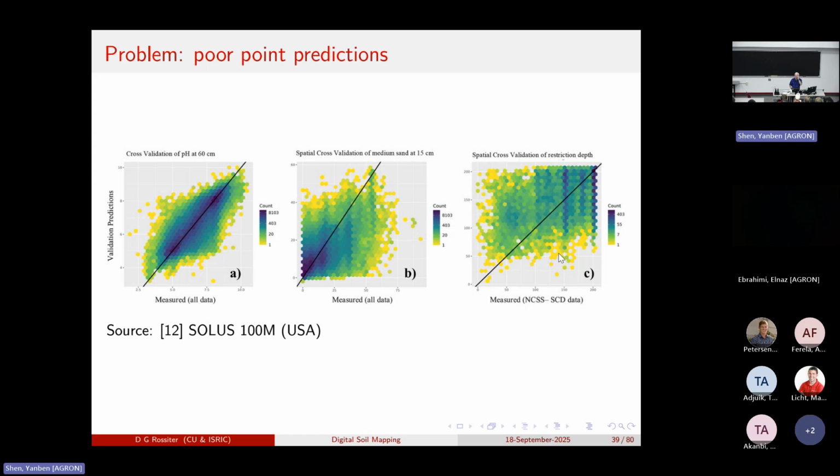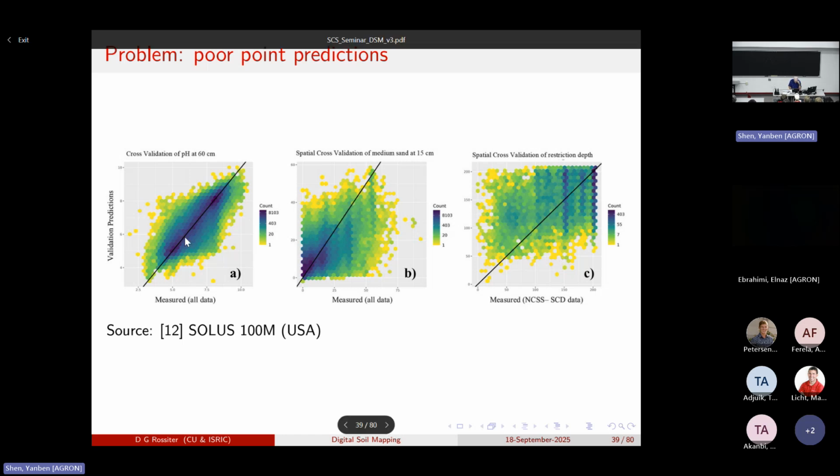pH, and I should say the pH is usually one of the best, easiest to predict, right? So if you look at the pH here on the left, the darker the color, the higher the count. So there's a lot of points that are pretty well predicted between the measured and the cross-validated. But look at the big spread. There's still about 15 or 20% that are really, really badly predicted.